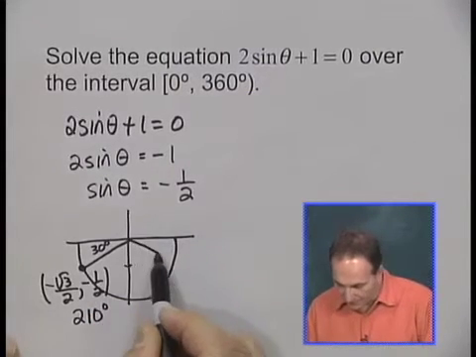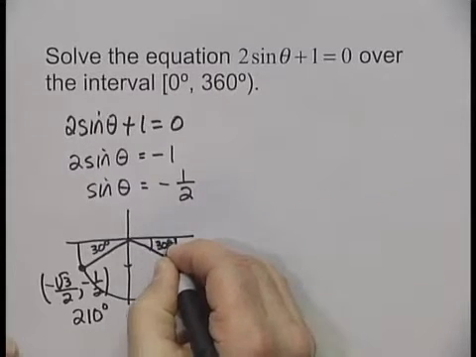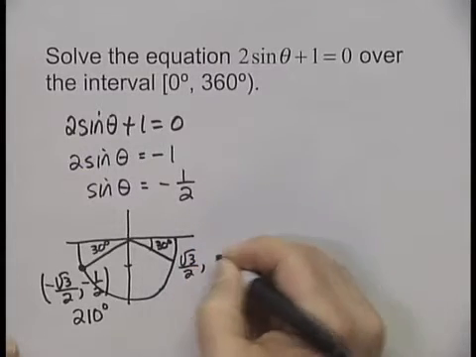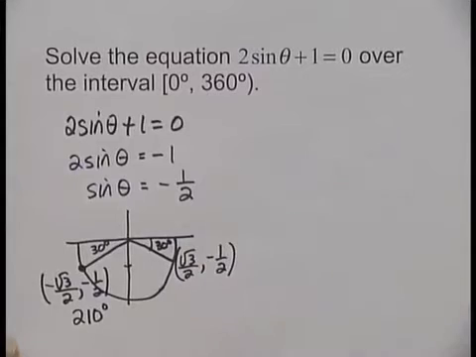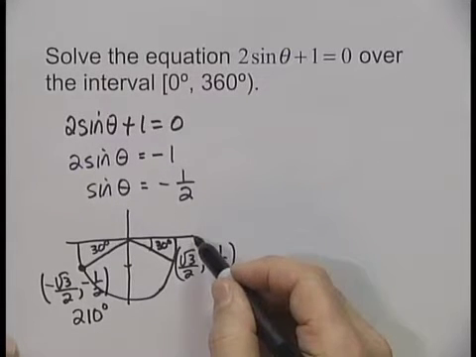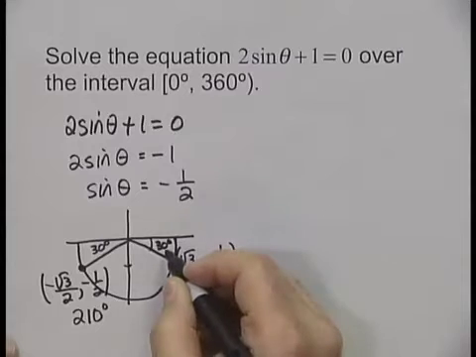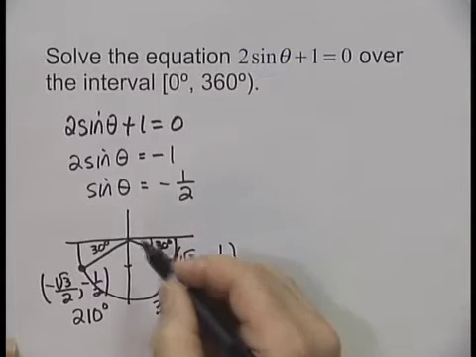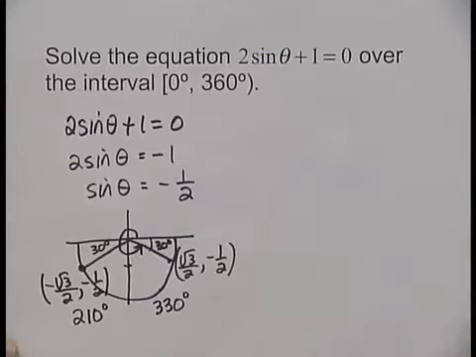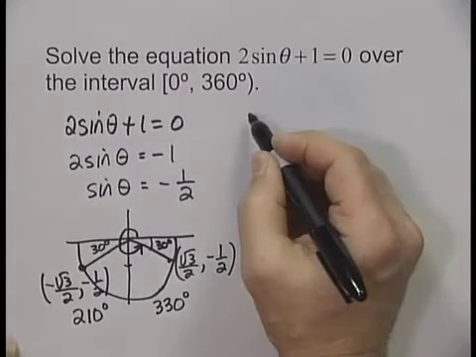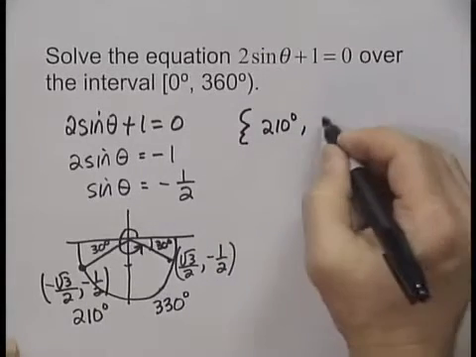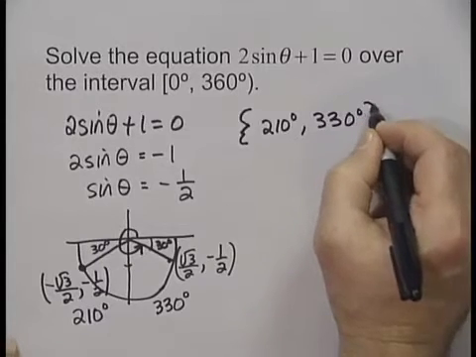Similarly, we'd have the point over here, which is also a 30-degree angle, and that point would be positive square root of 3 divided by 2, comma, -1/2. In this case, since this is 360 degrees, we subtract 30 degrees, which gives us 330 degrees for this angle that goes all the way around to here. And so the solution set would be written as 210 degrees, comma, 330 degrees.